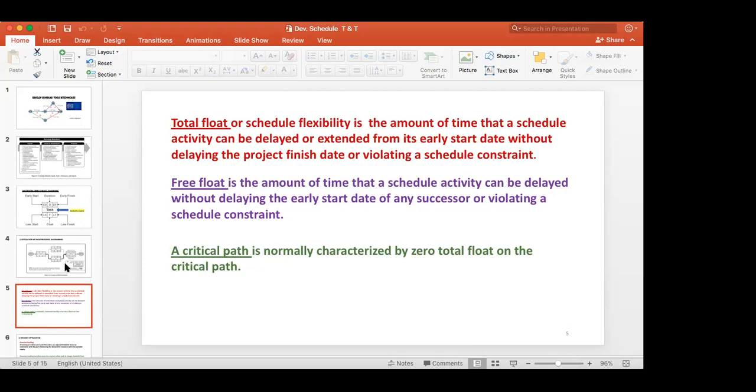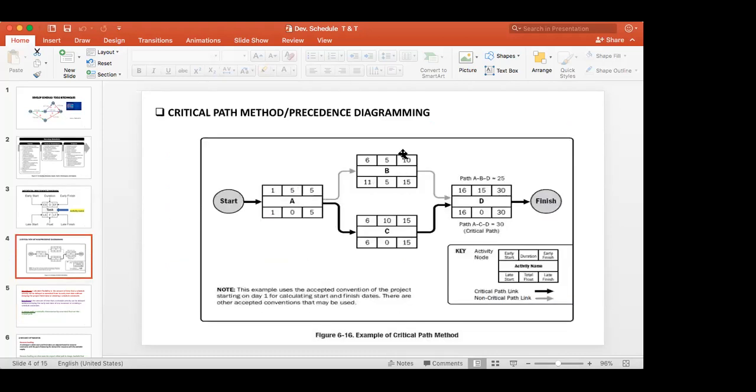I should take this diagram. This is the late start, this is the early start. This is the start side, this is the finish side. Late start minus early start is the total float. If somebody asks you to calculate total float out of a precedence diagram, it is late start minus early start.